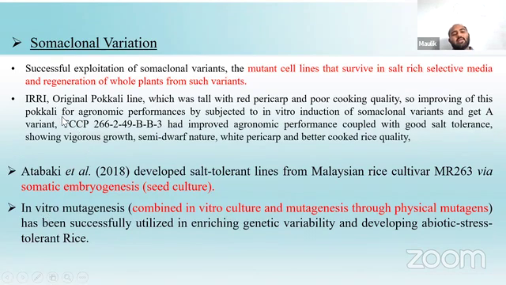So IRRI, Philippines, improved Pokkali, because Pokkali is salt tolerant but has unfavorable characters like tall plant height, so a lodging problem, red pericarp, and poor cooking quality. So improving Pokkali for agronomic performance by subjecting it to in vitro induction of somaclonal variants. This variant has improved agronomic performance coupled with good salt tolerance, having vigorous growth, semi-dwarf nature, white pericarp, and better cooking quality rice.